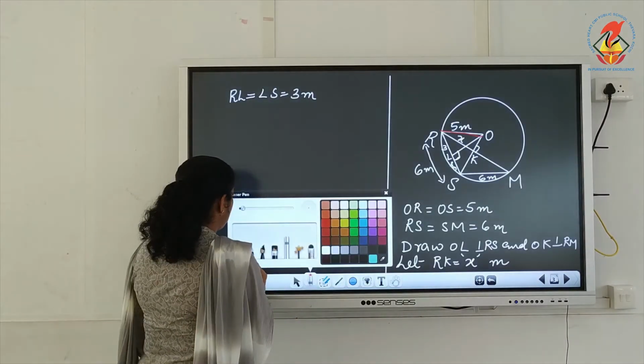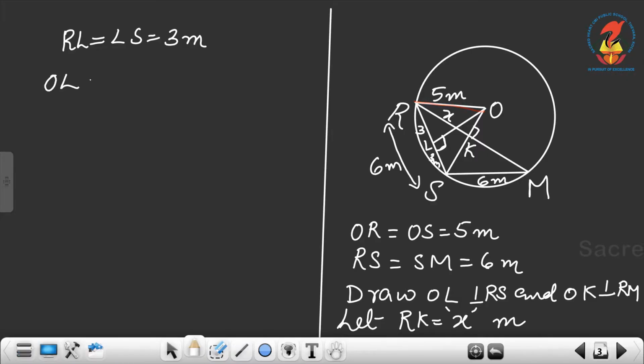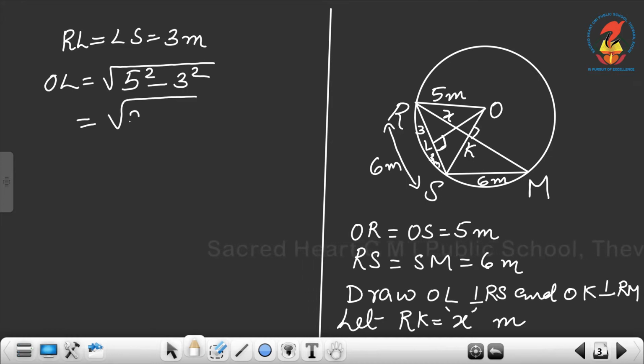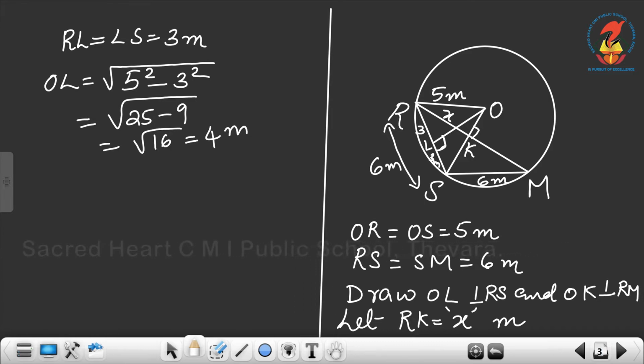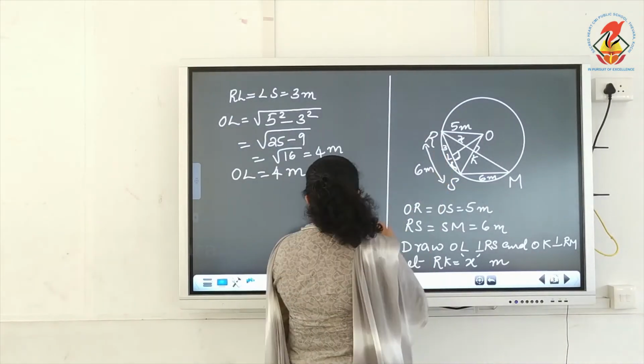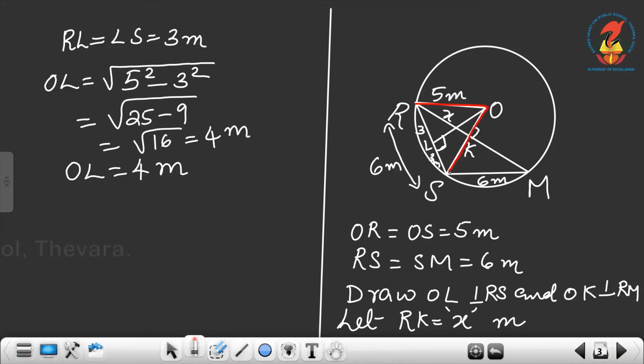So OL, using Pythagoras property, is equal to root of hypotenuse squared minus the other side squared. Hypotenuse is RO. 5 square minus 3 square, which is root of 25 minus 9, which is root 16, which is equal to 4 meter. So OL is equal to 4 meter. So consider the triangle ROS, in which this is the base and this is the altitude towards the base.